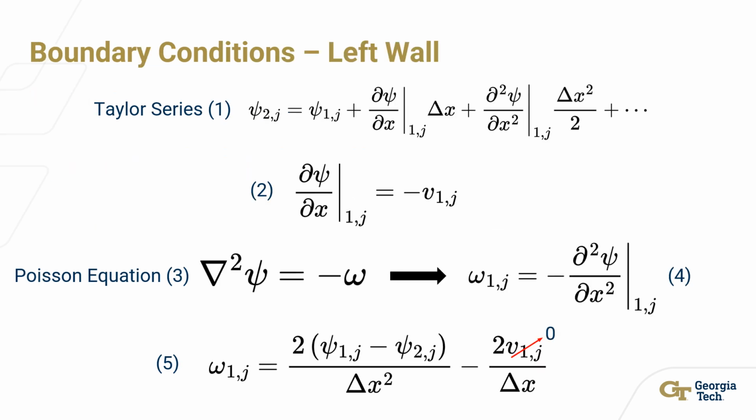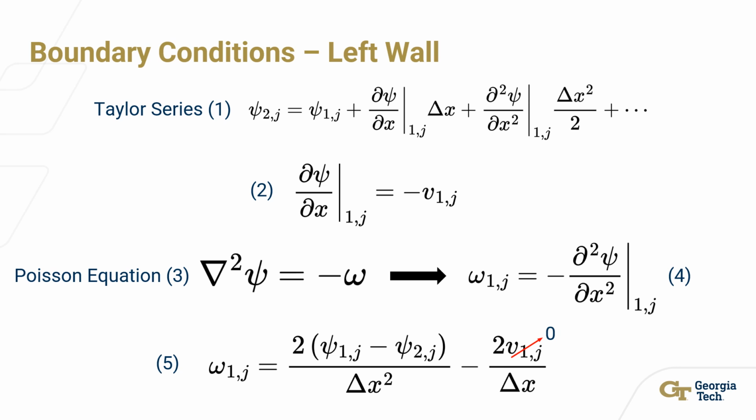Now we are going to look at the boundary conditions. Here's an equation for the left wall, for example. First, we start with the Taylor series for the stream function, and we get equation 1. From here, we're going to plug in two values. The first is from equation 2 that we saw in the last slide, and the next is derived from equation 3. If you apply the boundary conditions to equation 3, you get equation 4. Plugging in equations 2 and 4 into equation 1, you get equation 5, which defines the left wall boundary.